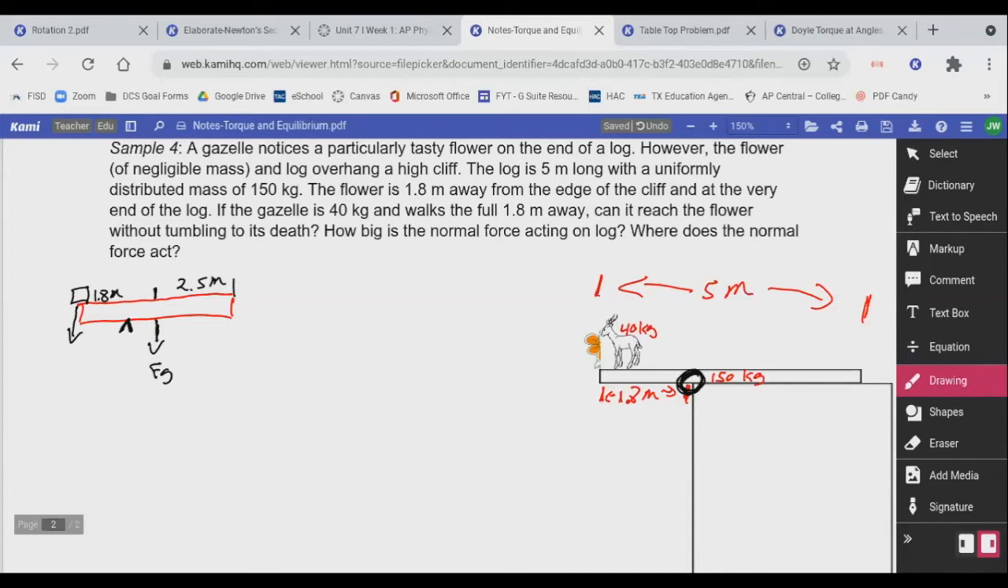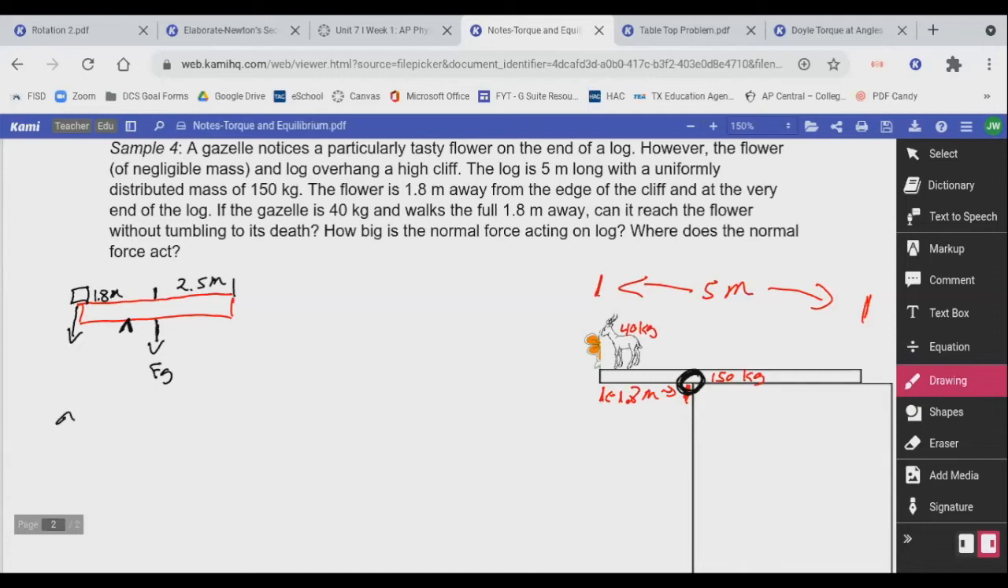I want to compare the two torques, the left side and the right side. If the left side torque is bigger, the left side is going to go down and it's a bad day for the gazelle. If the right side torque is bigger, the right side is going to stay in place because the ground is keeping it from rotating, and the gazelle gets to live another day. Okay, so let's compare the torques.